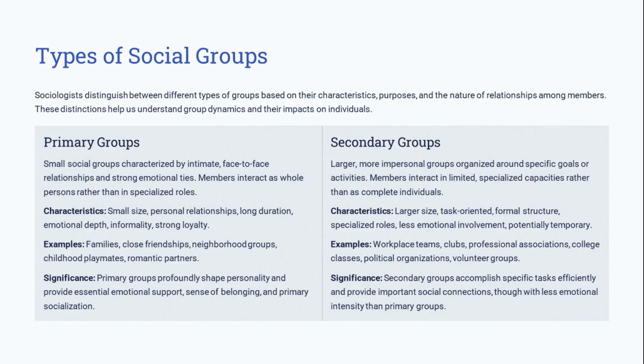Sociologists distinguish between primary and secondary groups based on characteristics, purposes, and relationships. Primary groups involve intimate, face-to-face interactions, profoundly shaping personality and providing emotional support. Secondary groups are organized around specific goals, offering practical assistance and fulfilling specific tasks. Understanding these distinctions helps us grasp group dynamics and their impacts on individuals.